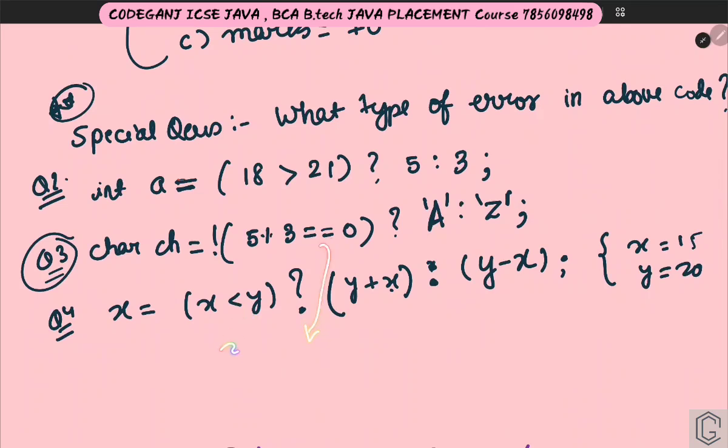Okay, so try to solve this. Suppose we are trying to solve this: character ch, 5 mod 3 equals 0. If you divide 5 by 3, you will not get remainder 0. So this condition is false, but you have something called not, so it will make the false true. So your answer will be A, because it is true, so statement 1. If it is false, then statement 2.